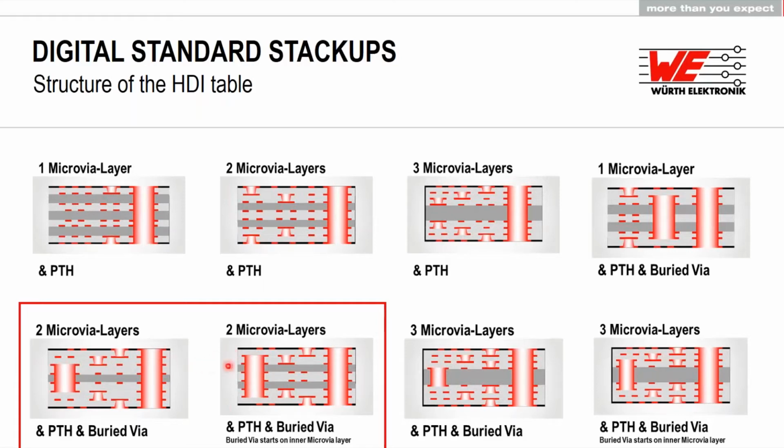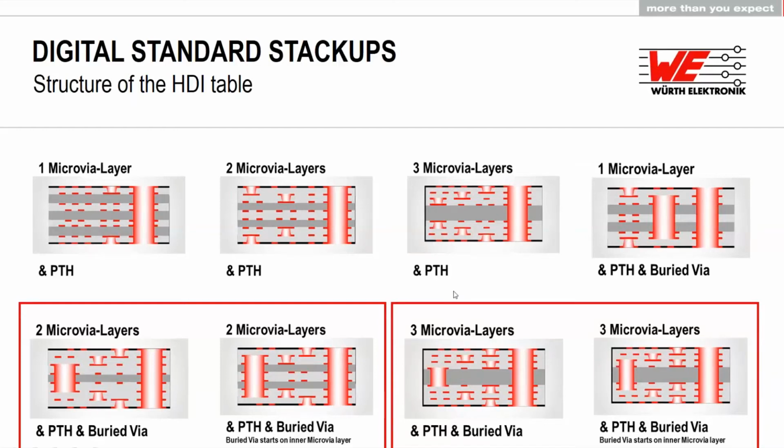In the comparison of these two stackups, we can state that if we start on layer 3, we have one more lamination step compared to the other one, and even one more plating process. So this one on the right side is more cost efficient. So if you can use this one, please use that. And the same thing for three microvia layers. Again, on the left side, if the buried via starts at layer 4, we have one more plating process compared to the case if the buried via starts on layer 3.